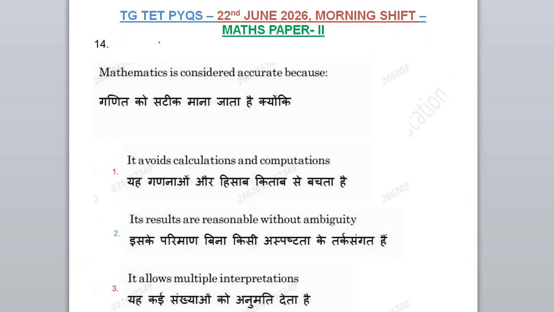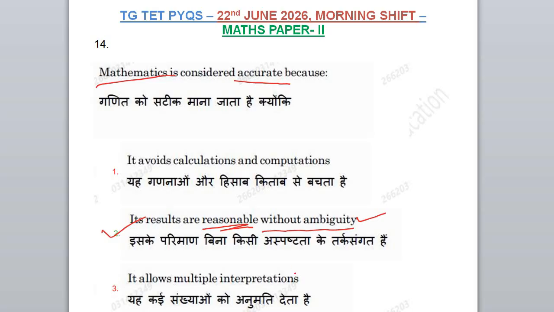Next question follows. Mathematics is considered accurate because... mathematics जो है ना accurate है बिल्कुल बता रहा है. Mathematics subject methodology में से लिया गया ये. कब? It avoids calculations and compositions. Its results are reasonable और without ambiguity, without dual nature. तो ये मैथमेटिक्स की खासियत है बिल्कुल बता रहा है. Its results are reasonable रहते, लॉजिकल रहते और बगैर ambiguity बोलते बगैर दो आंसर्स दिए कि एक ही आंसर रहता है वो बताना चाह रहे.